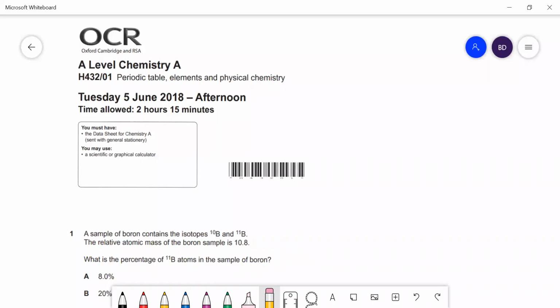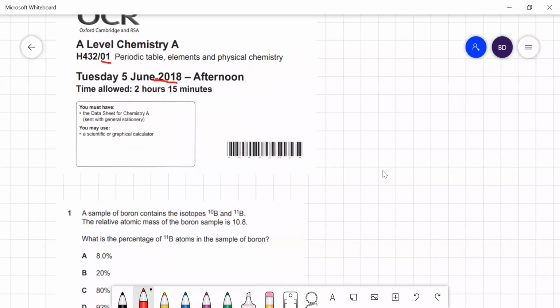In this video, I'm going to go through the OCR A-level chemistry paper. This is paper 1 from June 2018, periodic table elements and physical chemistry, the paper is called. Okay, so firstly, the multiple choice section.